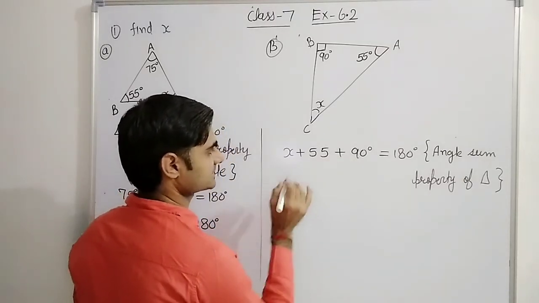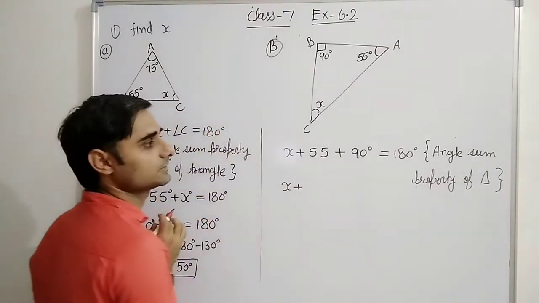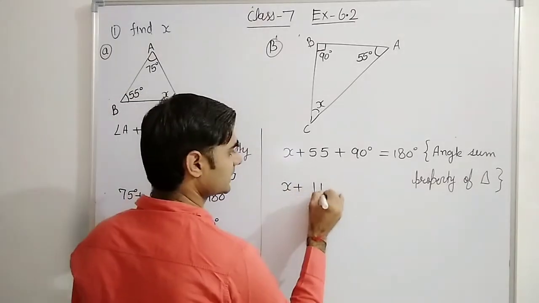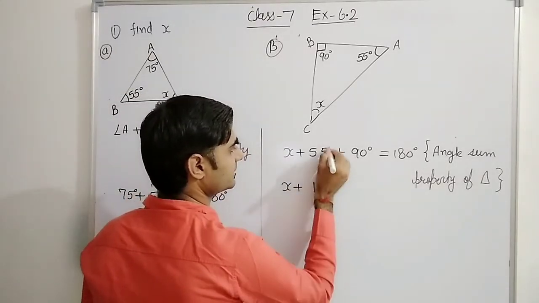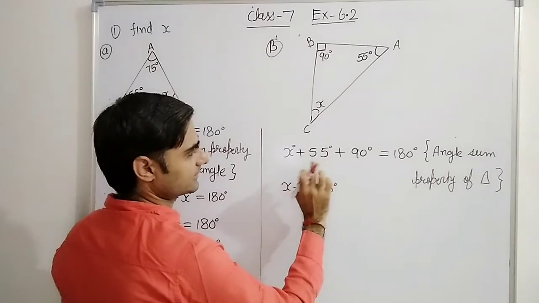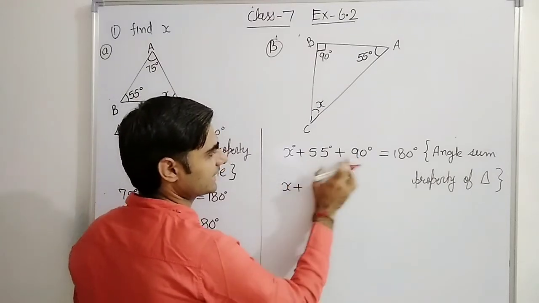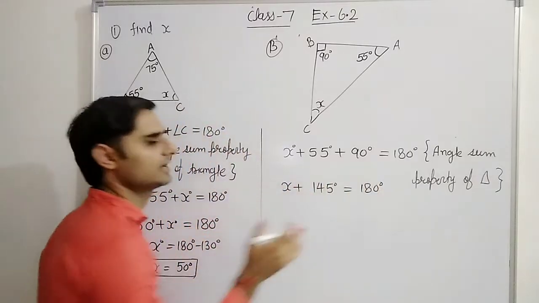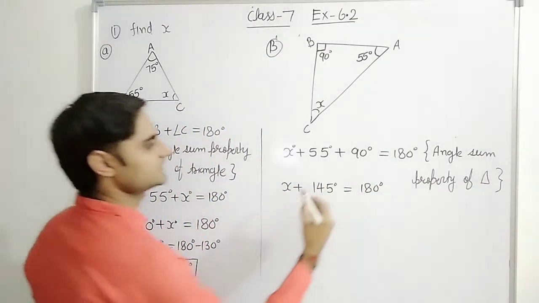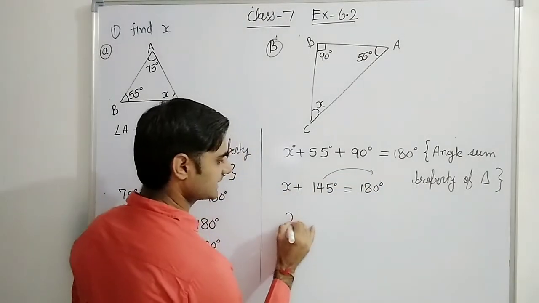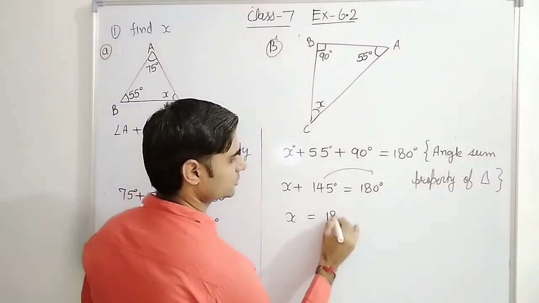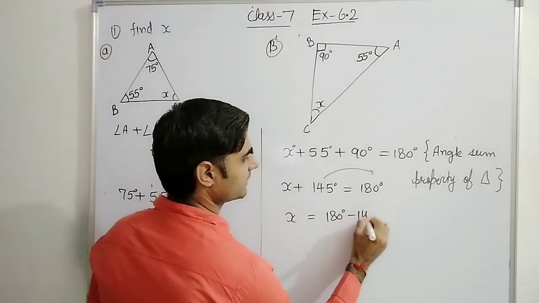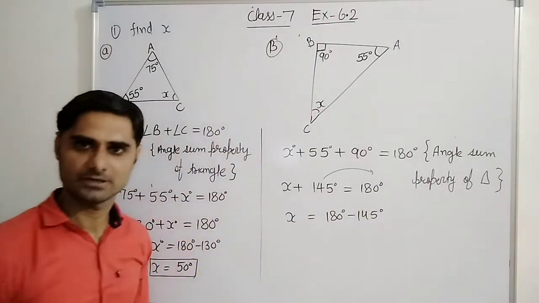So x plus 55 plus 90 is equal to 145 degree. Correct? Are you getting it? 5 plus 9 equals 14, so it is 145, equal to 180 degree. Same, we have solved. Now this 145 can be transposed to that side. So x will be equal to 180 degree minus 145 degree.